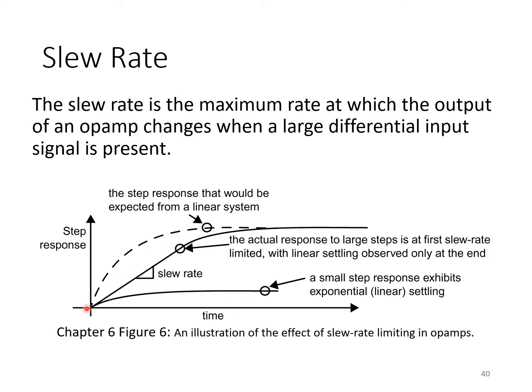On the other hand, even with an op-amp having a slew rate limit, if all the steps applied to the input of the op-amp are small enough, then we will indeed see the op-amp's linear behavior, for example, exponential settling, such as shown here. So slew rate limiting only arises when the input step is large enough to demand it.